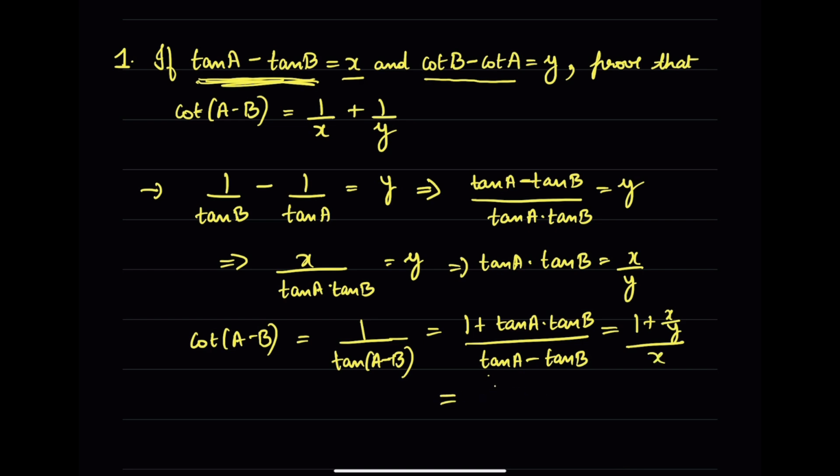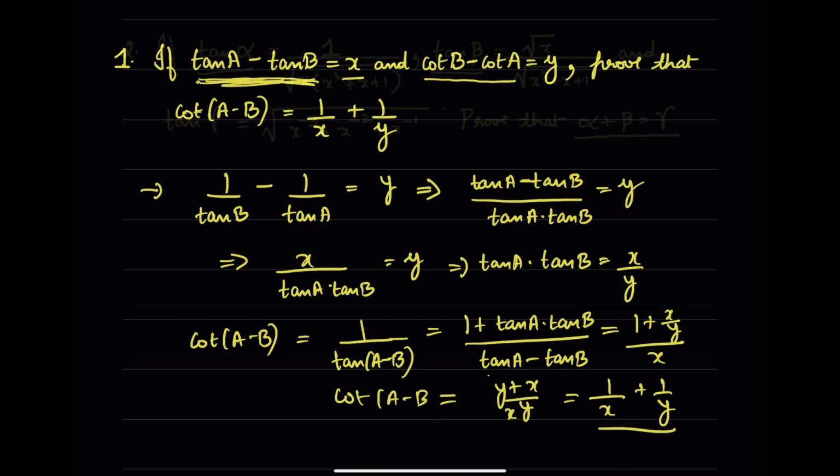We would get Y plus X divided by Y times X, that is XY. Now we divide each term, we would get 1 by X plus 1 by Y. So cot of A minus B is 1 by X plus 1 by Y. So that is how you can approach the first question.